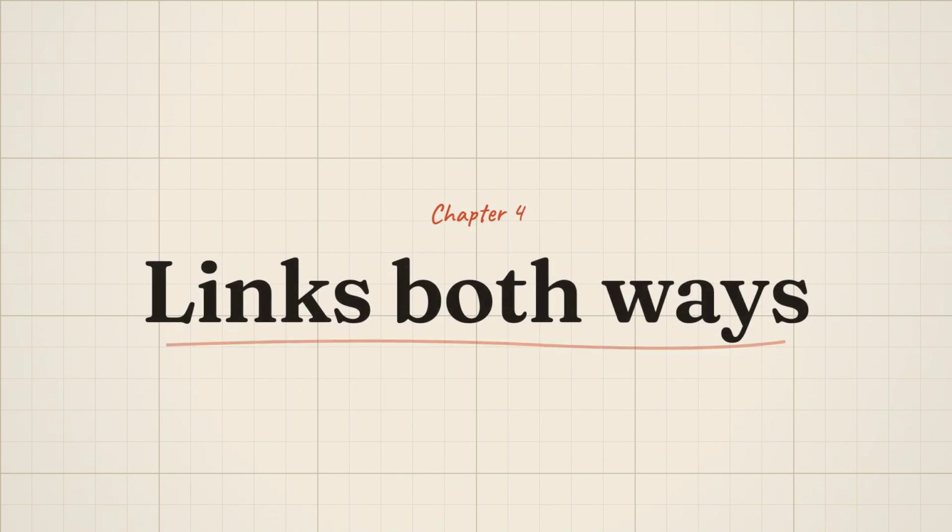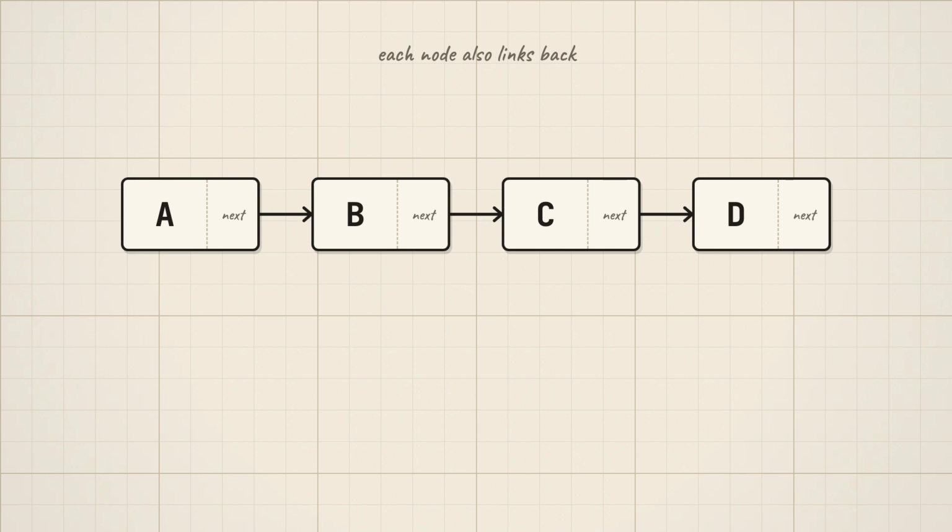We kept meeting the node before the one we were on, so let's fix that for good, by giving every node a second link that points backward. Here's our chain again, but now every node gets a second link, pointing back to the node before it. So each node knows both of its neighbors, the one ahead and the one behind. And that backward link has a name, prev, short for previous. A chain wired both ways like this is called a doubly linked list.